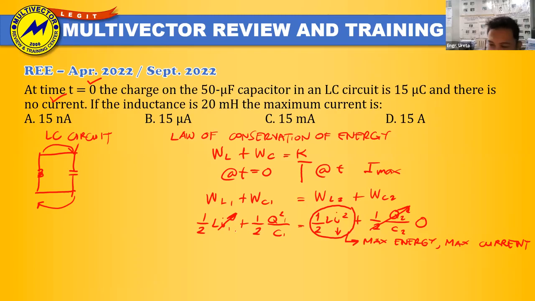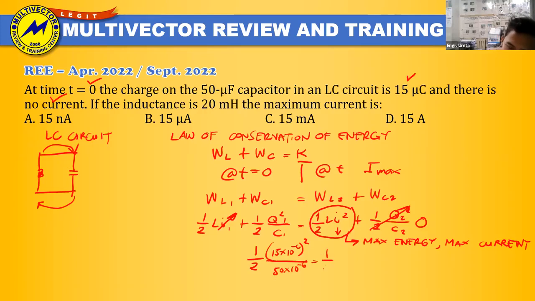So, nauwi na tayo dito sa equation na to. Parang naging equation na lang siya ng work ng ating capacitor and inductor. So, substitute lang natin yung value. 1/2 Q, yung original Q natin, which is at time is equals to 0. The initial charge daw on the capacitor is 15 microcoulomb. So 15 times 10 raised to negative 6 squared all over our capacitance, which is 50 microfarad.